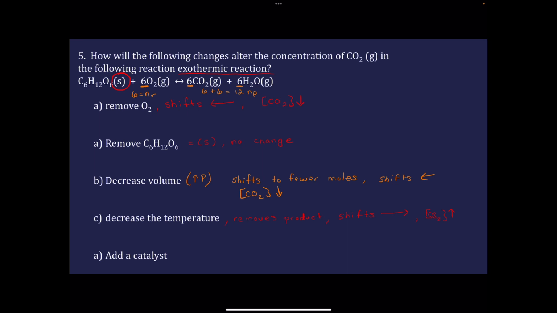And then finally, if we add a catalyst, again, catalysts do not alter our equilibrium. So we would see no change.